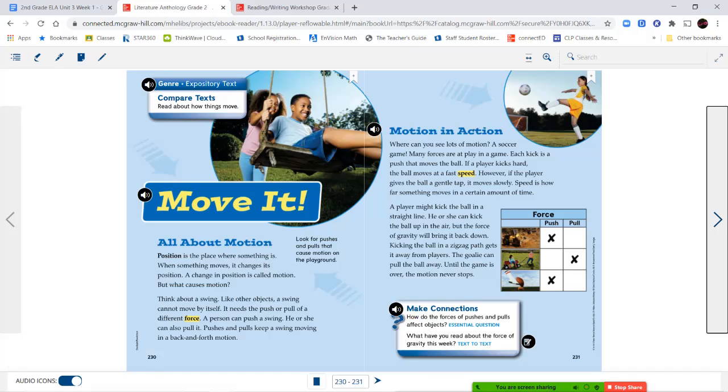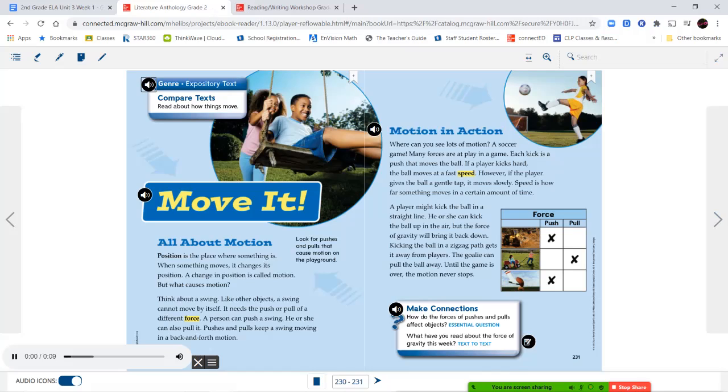Okay, so let's go ahead and get into our next short expository text in our literature anthology book. And this text is titled Move It. So in this text, we're going to read about how different things move. Genre, expository text. Compare texts. Read about how things move.